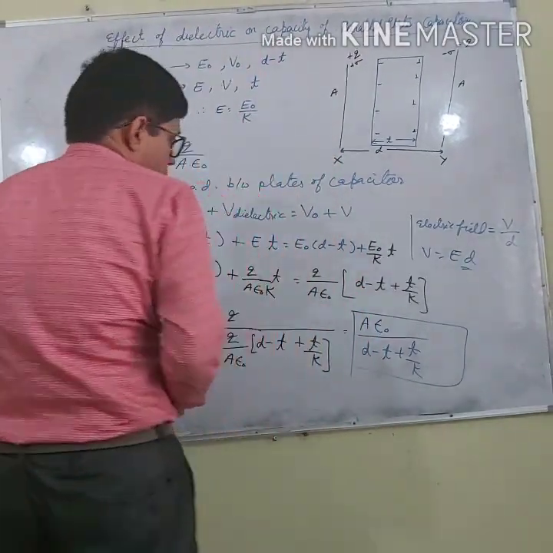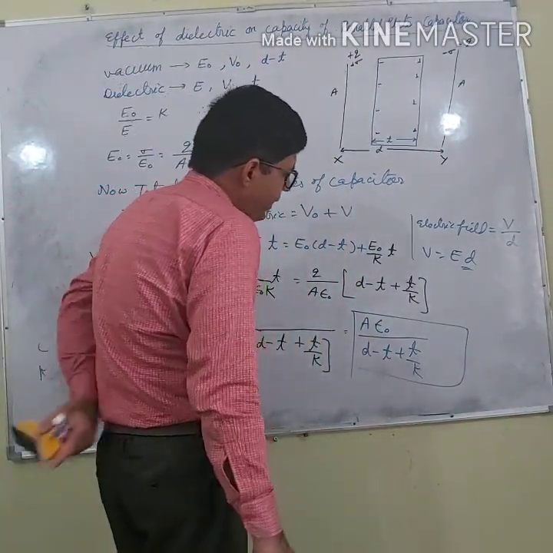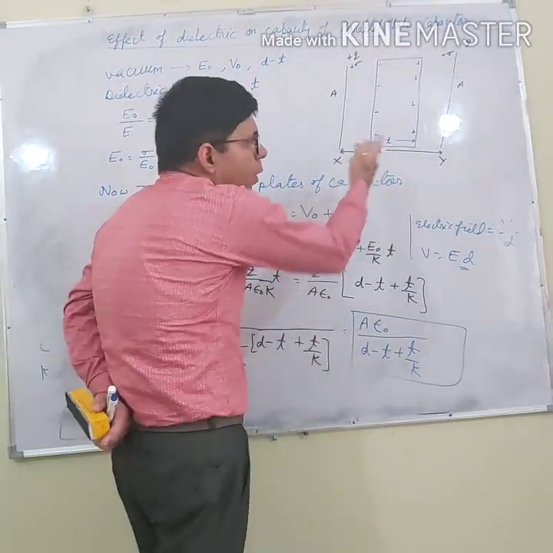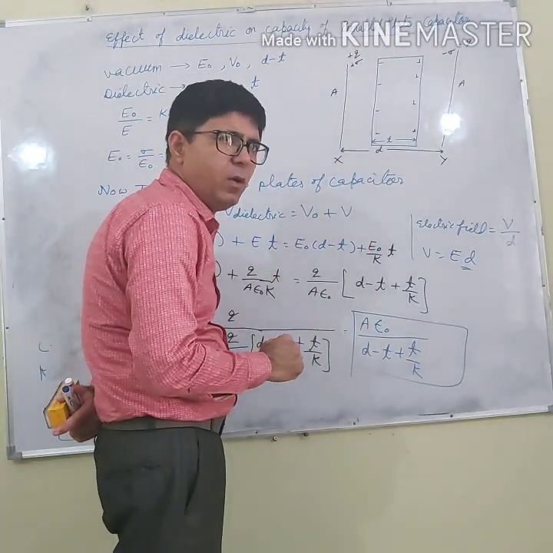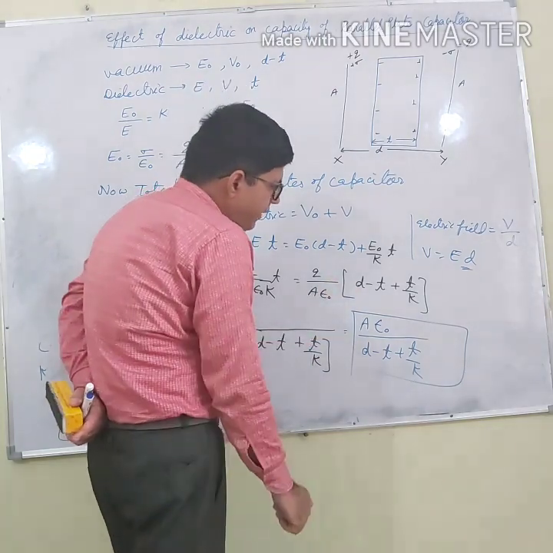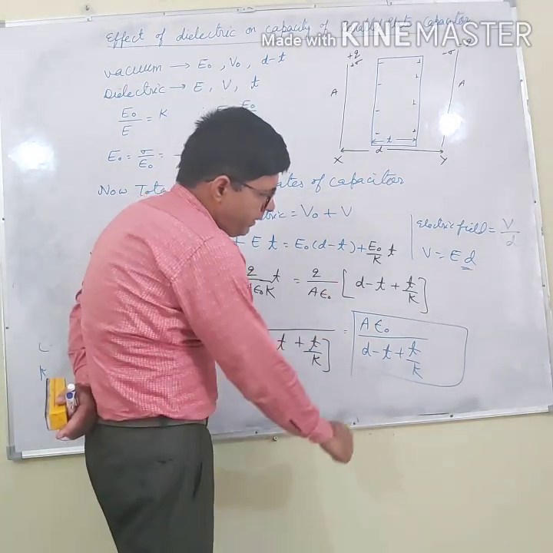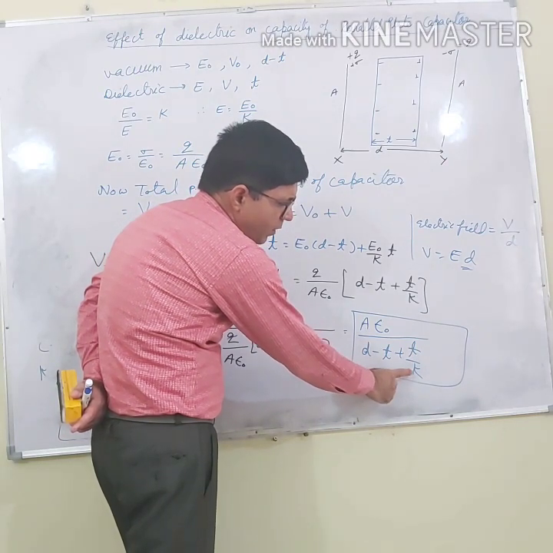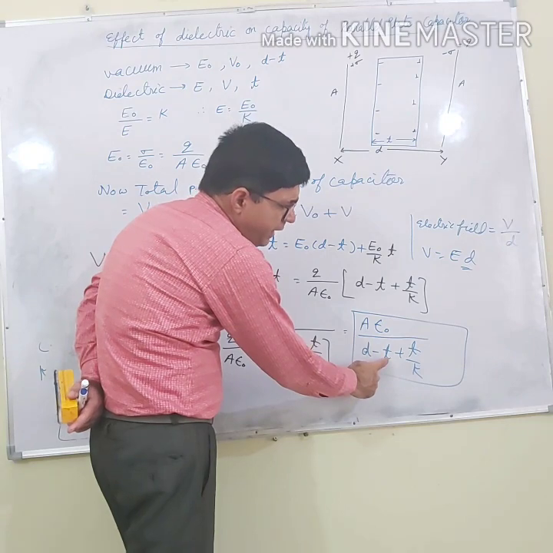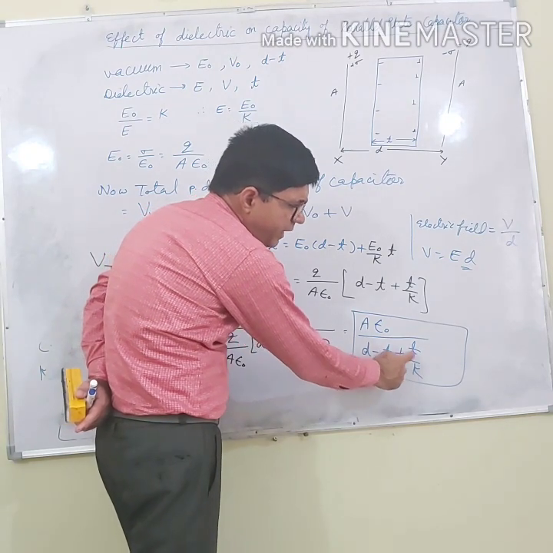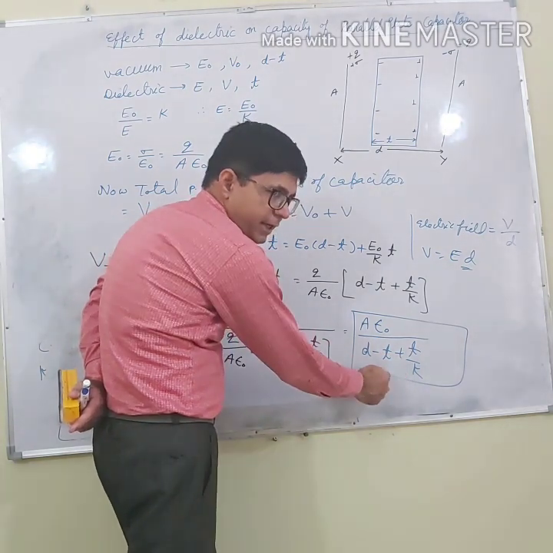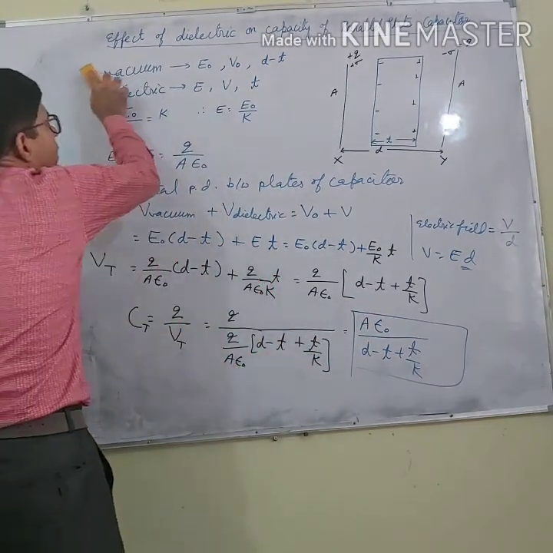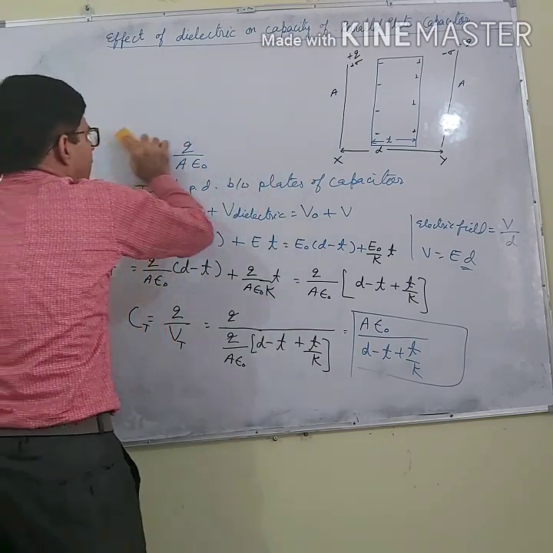So what can you conclude from here? Is this capacity more when no dielectric is placed between its plates, or is it less? It is more. Why? Because K is greater than 1. So what will happen? T is divided by K, so the denominator decreases, so capacity will increase. Let's discuss a few points about this.